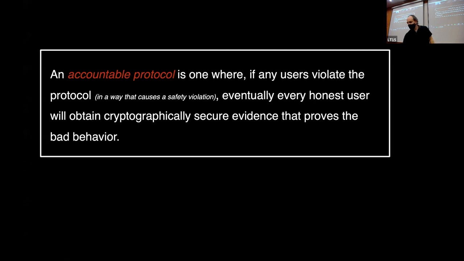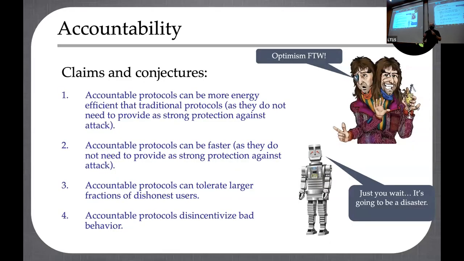So does it work? Well, here are the things I would like to be true. These are claims and conjectures, not necessarily truth, but these are things I would like to be true. I would like to claim that accountable protocols can be more energy efficient than traditional protocols, as they don't need to provide as strong protection. I think they can be faster because, again, they don't need to provide as strong protection, and they can tolerate larger fractions of dishonest users.